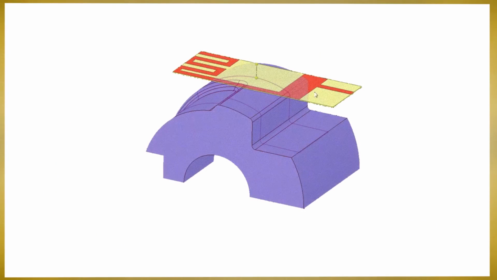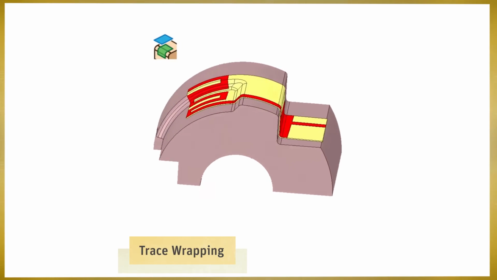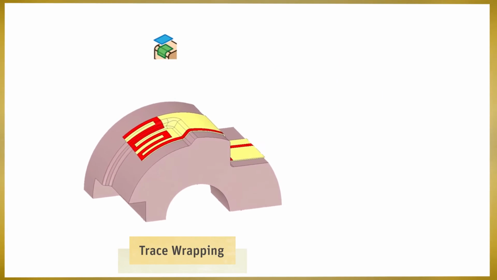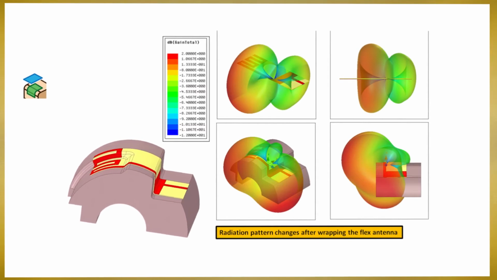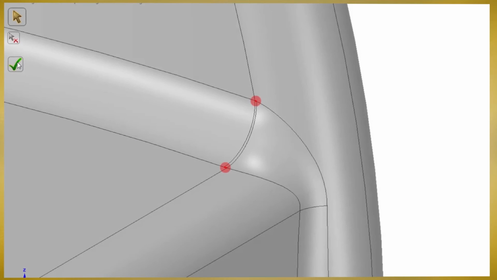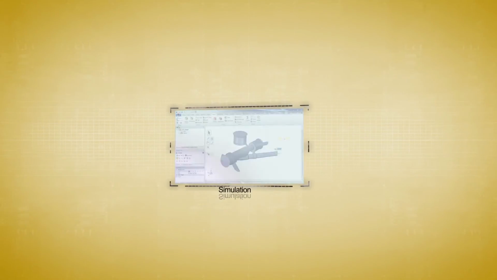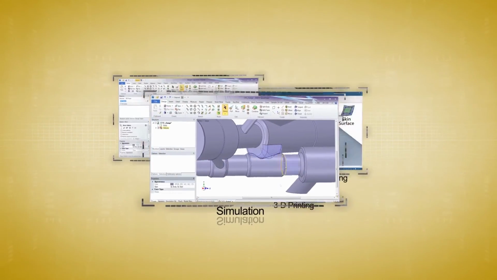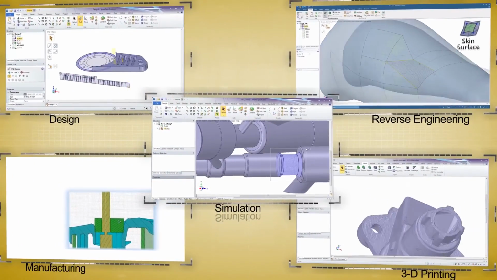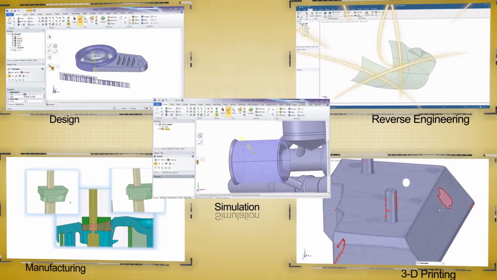For electrical applications, the trace wrapping functionality ensures accurate geometry as a starting point, leading to accurate simulation results. Simplifying geometry for analysis in SpaceClaim means huge efficiency gains. Regardless of your workflow or task, SpaceClaim's unique modeling platform is second to none.